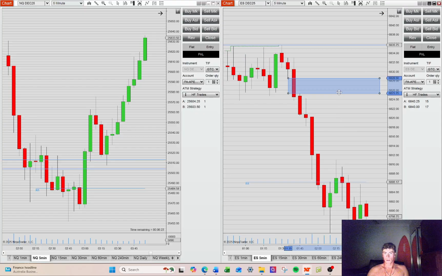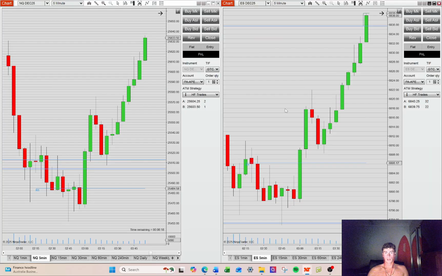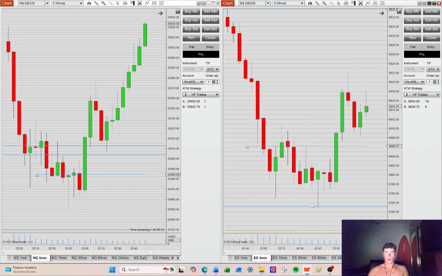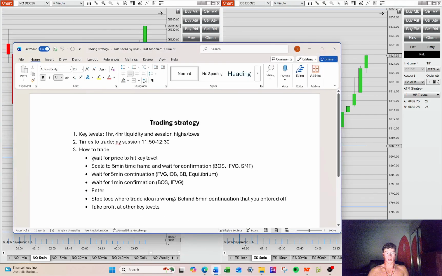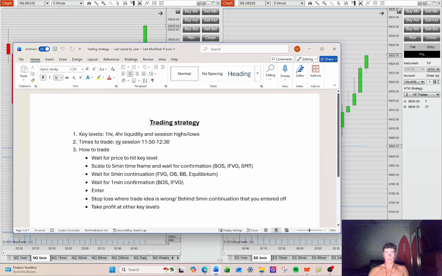Let me get rid of this quickly. Cool. So we're on the 5-minute time frame. It's come down, swept these hourly lows on NASDAQ and swept these hourly lows on ES nicely. From there, what do we do? We wait for the price to hit a key level. That's happened on both indexes.